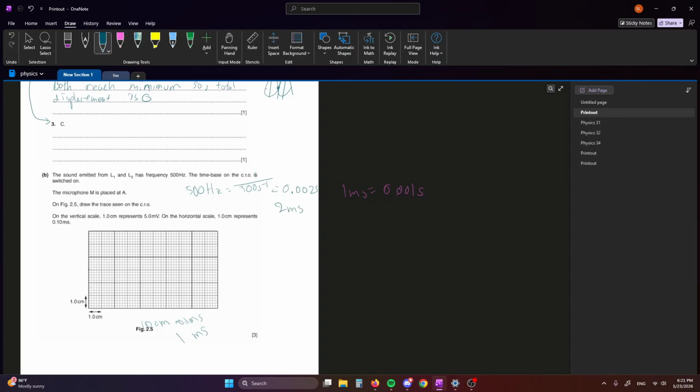So it's going to start from here. We're going to go to 5 right here and go to the end. So it should look like that instead. I apologize for the mathematical mistake.